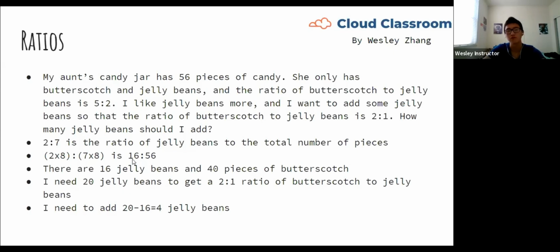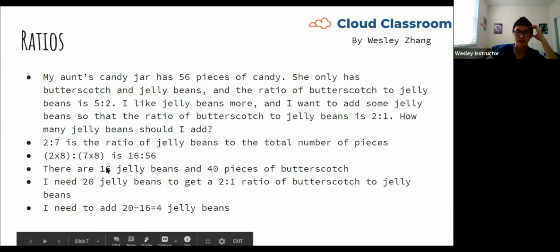So if you have 16 jelly beans and there are 56 pieces total, we just subtract 16 from 56 and we get 40 pieces of butterscotch. But I want the ratio of butterscotch to jelly beans to be 2:1. So if I have 40 pieces of butterscotch, that means I need 20 pieces of jelly beans to make it 2:1. And I only have 16 pieces of jelly beans right now. So all I gotta do is subtract 20 minus 16 to get 4, and that's how many jelly beans I need to add.